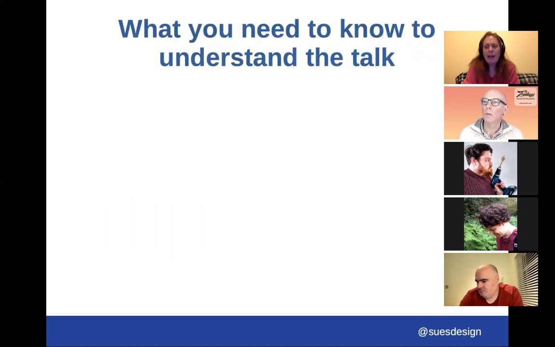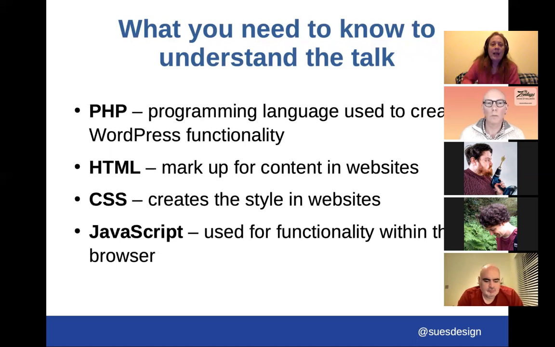So I'm aware that a lot of people that join the talk are not developers. So I'm just going to go through a few things that you need to know to understand the talk if you're not a developer, just so that you don't get left behind. The programming language that's used to create WordPress functionality is PHP. So we're going to be having a look at some PHP today. And HTML is used for the markup for content in websites. So the headings, text, and so forth. So we're looking at those today. There's also CSS, which creates the style in the websites, and JavaScript uses the functionality in the browser, but we won't be looking at those today.